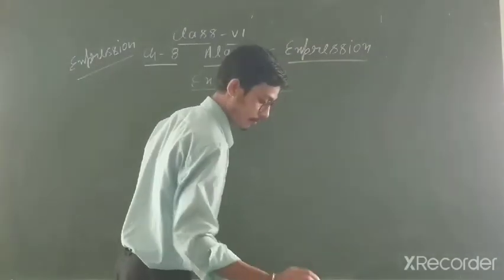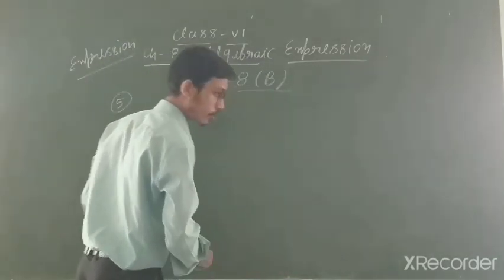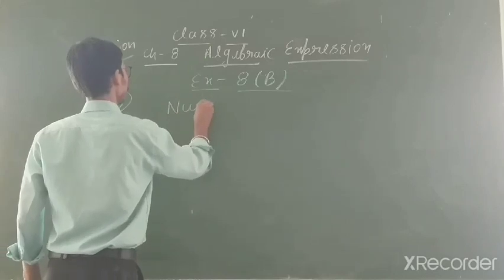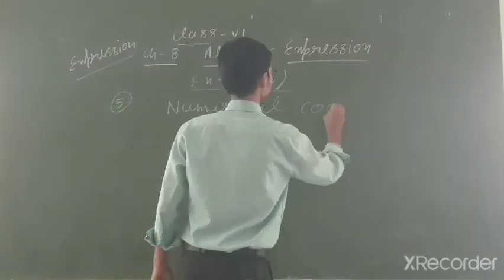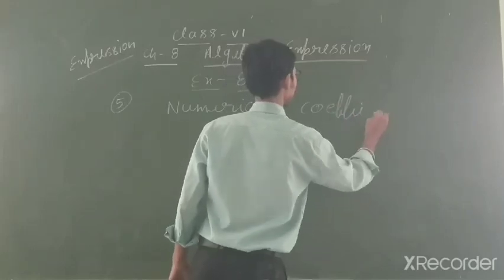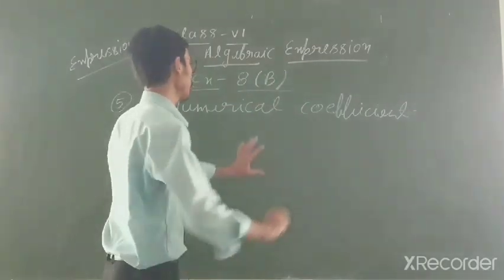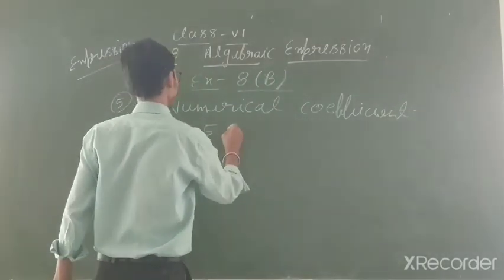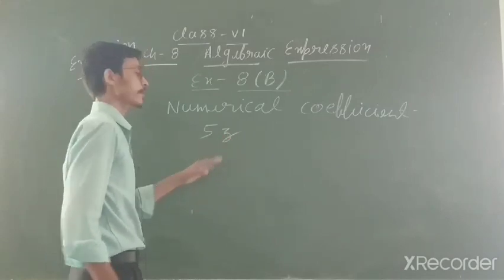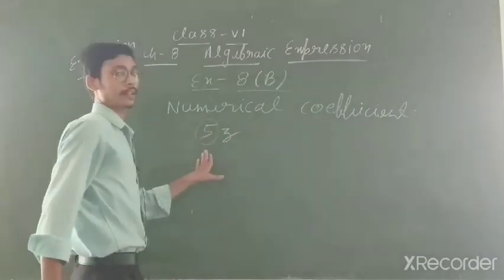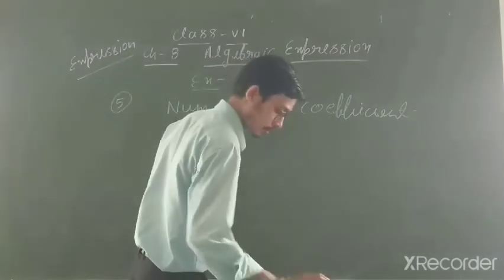Next question is question number 5. Write the numerical coefficient. What is the numerical coefficient, student? Numerical, as the name indicates, means only number. Clear student? Numerical means only number. Like if 5z is given, what is the numerical coefficient in this, student? You can say easily, sir, 5 is the numerical coefficient because 5 is the number. Clear?